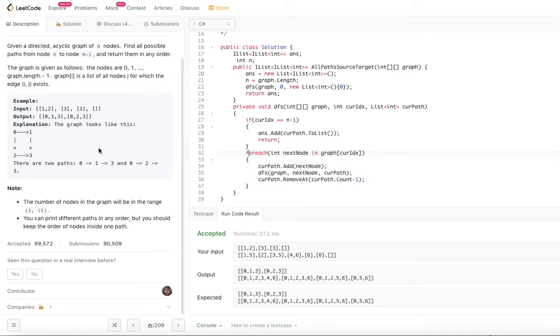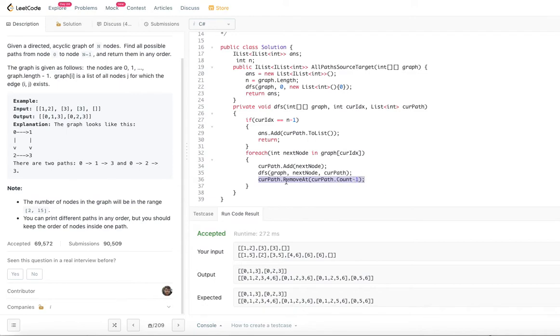So we first go with 1 and see if we can go further. From 1, could we go any other place? Yes. From 1 we could go only to one more node, 3. So when we encounter 3, the current index is 3, that is n minus 1, then we add that particular path. So here I am doing the backtracking here.